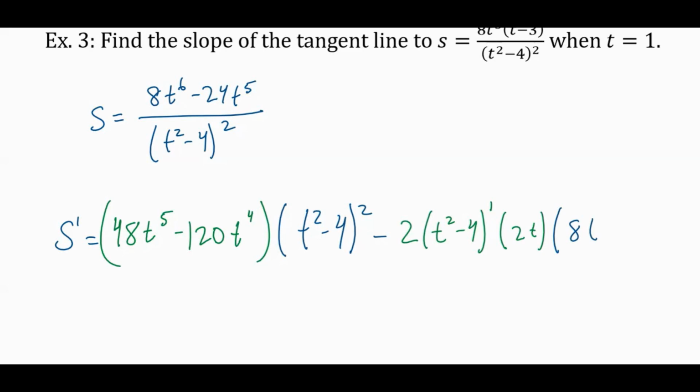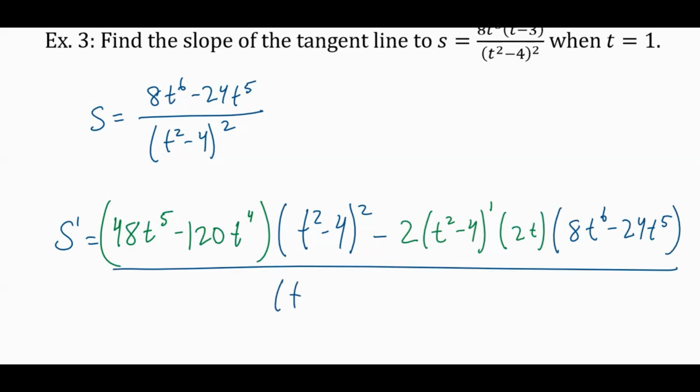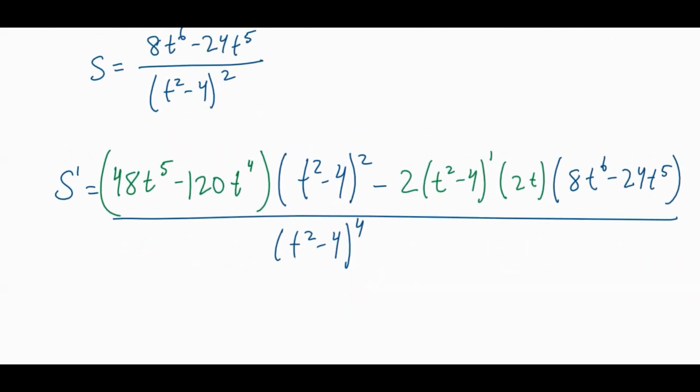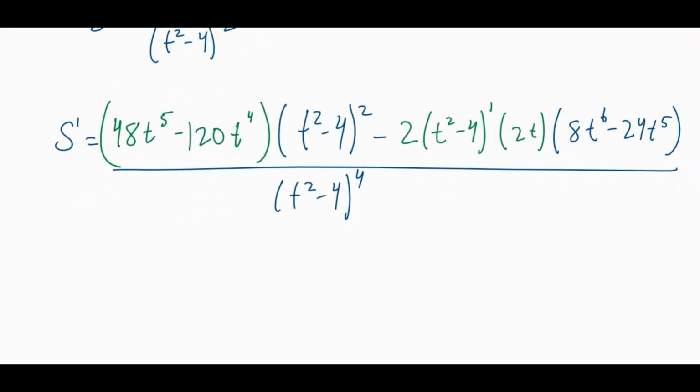And all of that times the top. Whoops. And all of that over the bottom squared, which means it's t squared minus 4 to the 4th power. And that's a common thing that you have. We saw that yesterday when we were doing products and also had powers, but now I'm doing the quotient and I have a power, or maybe you have a product inside a quotient like this. This is why we need to be really good at all of this.